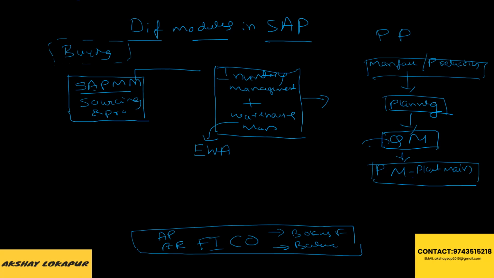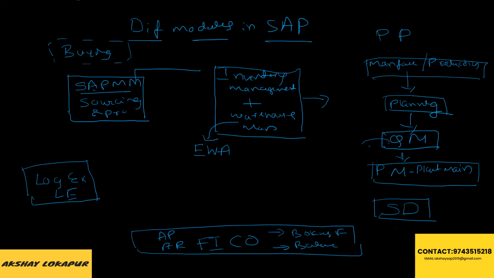And PM, Plant Maintenance: for any company, machineries will be there, right? Machineries need preventive maintenance and breakdown maintenance. These are all taken care of by the PM module, Plant Maintenance. And then we'll have the SD module, Sales and Distribution. And then we'll have Logistics Execution, LE, which is a new module.